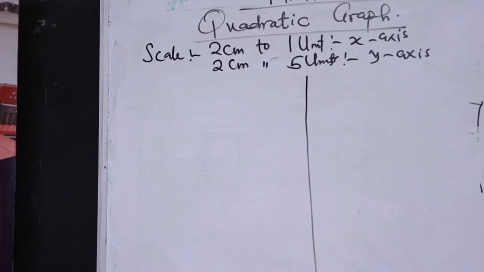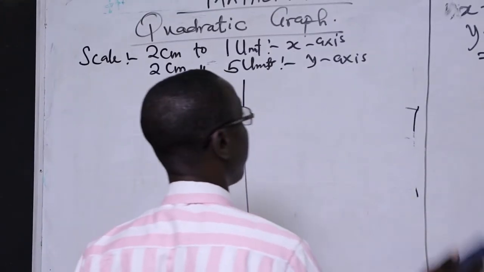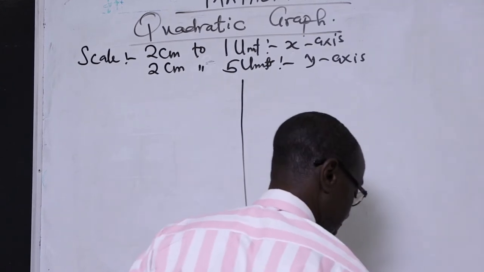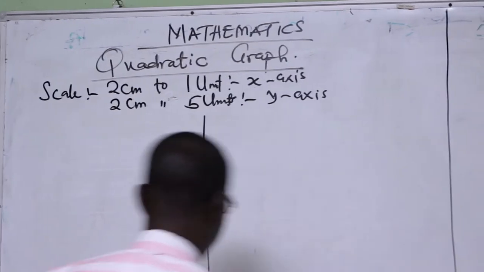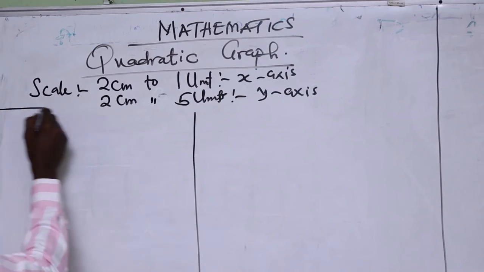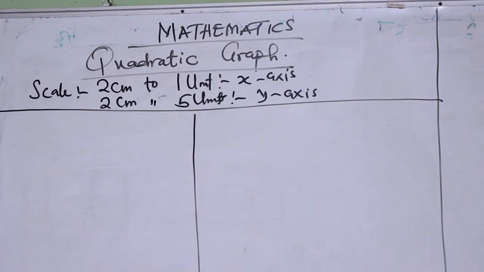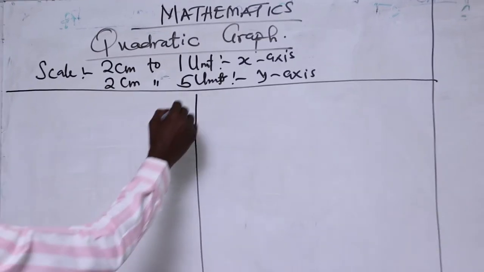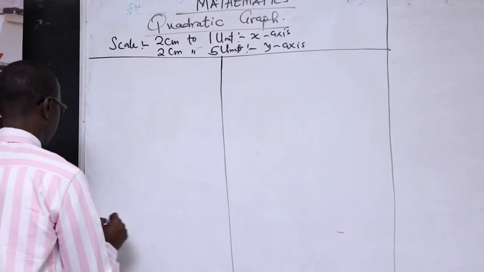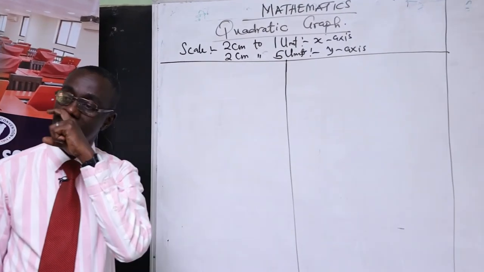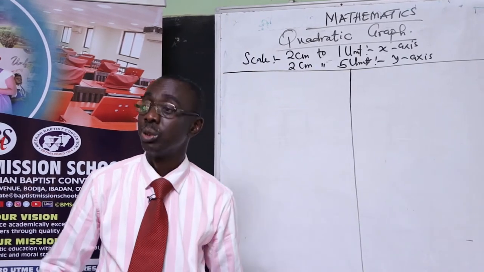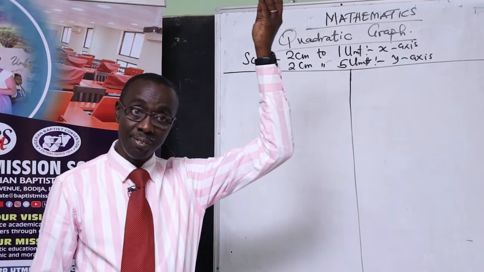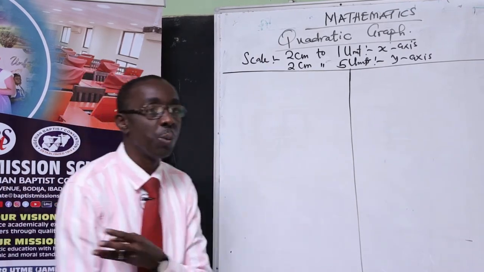Our values of x started from where? Minus 4, right? Okay. That represents my Cartesian plane. This is my own graph page now. Obviously, this is my y-axis. And what's the highest value of y? The lowest value of y? Minus 3. So where do we need more space? The positive. These are things we need to check before you place your x-axis.